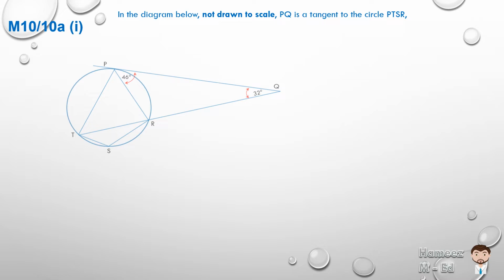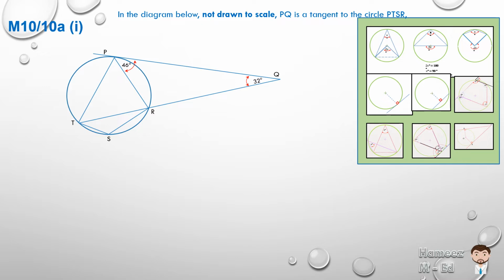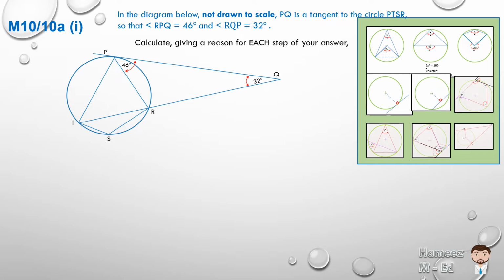May 2010, number 10A. In the diagram below, not drawn to scale, PQ is a tangent to the circle PTSR, so that the angle RPQ is equal to 46 degrees and angle RQP is equal to 32 degrees. And if we look at our diagram, we can see both angles are given on the diagram. Calculate, giving a reason for each step of your answer in part 1, angle PTR.